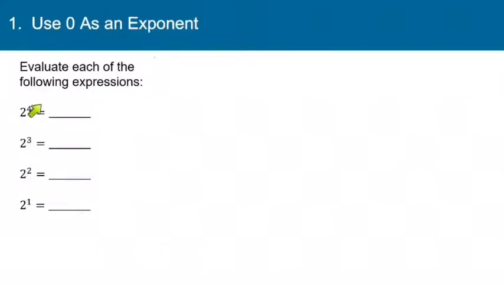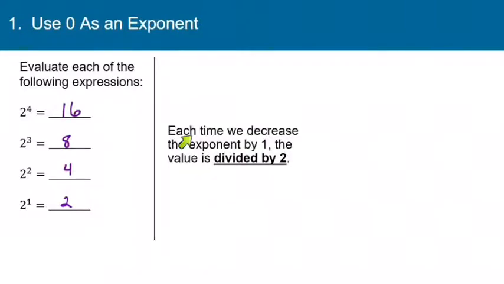let's go through this little exercise. We're going to evaluate each of the following expressions. 2 to the 4th would be 2 times 2 times 2 times 2. That's going to be 16. 2 to the 3rd would be 2 times 2 times 2, that's going to be 8. 2 to the 2nd, of course, is 4, and we know that 2 to the 1st power is just 2. Now, notice the pattern you're seeing here. Every time the exponent drops by 1, the value of the expression gets cut in half. So each time we decrease the exponent by 1, the value is divided by 2.